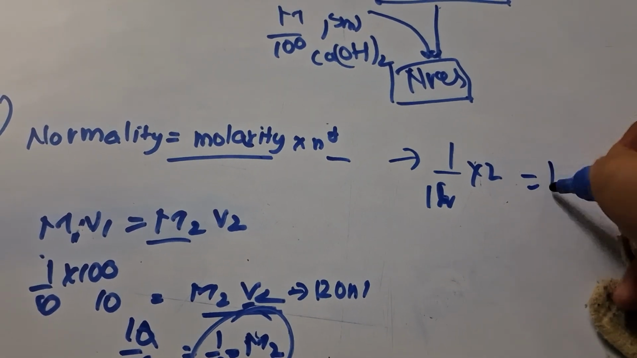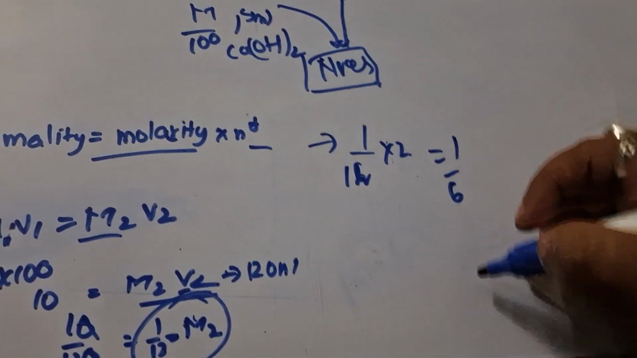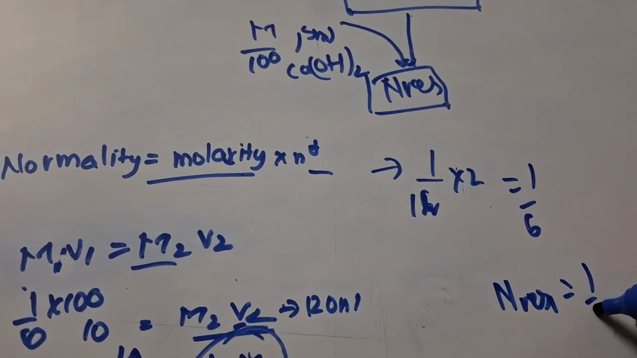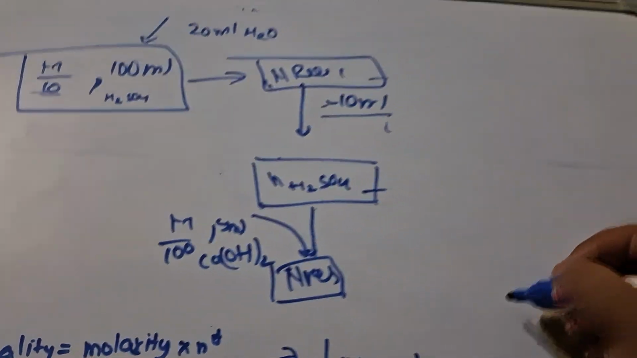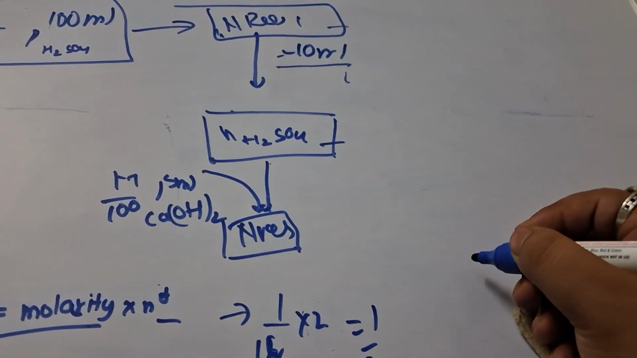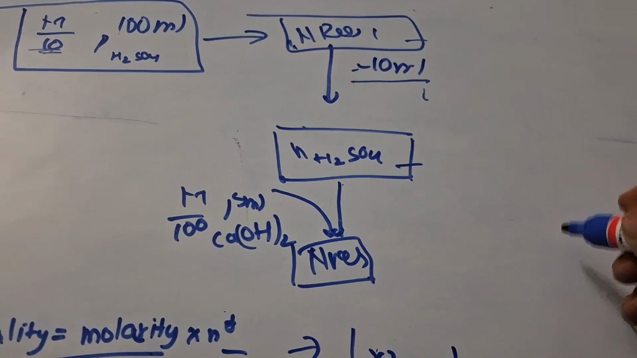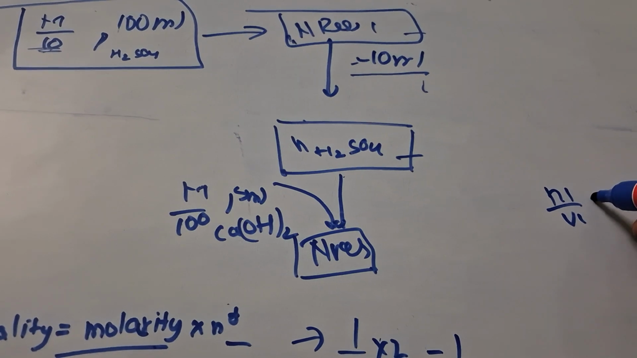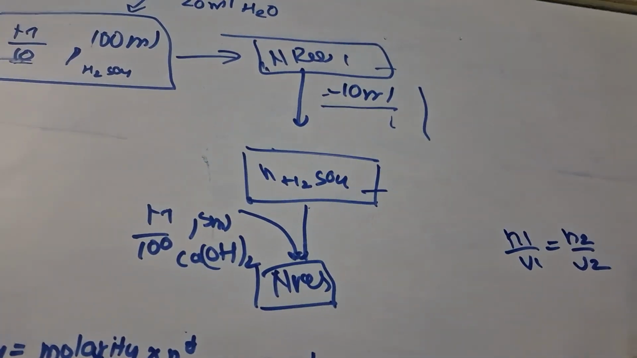So this will be 1 by 6. So we have found the first normality. N resultant 1 equals 1 by 6. Now we are sampling 10 mL of H2SO4 from that normality. Sampling is N1V1 equals N2V2, because this is a case of sampling.